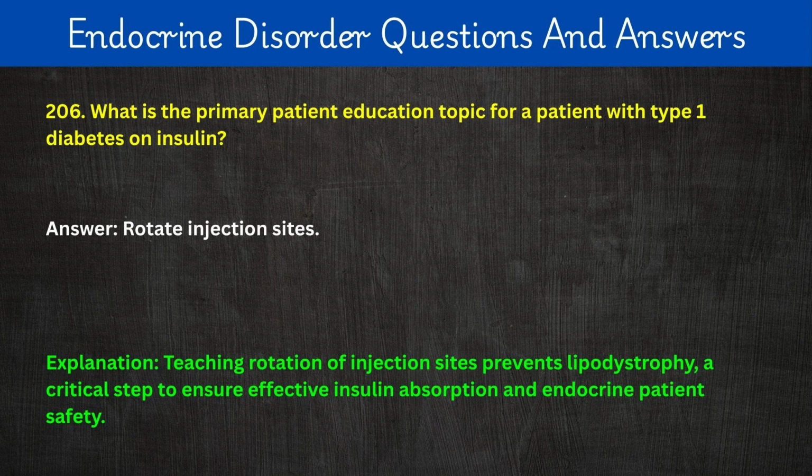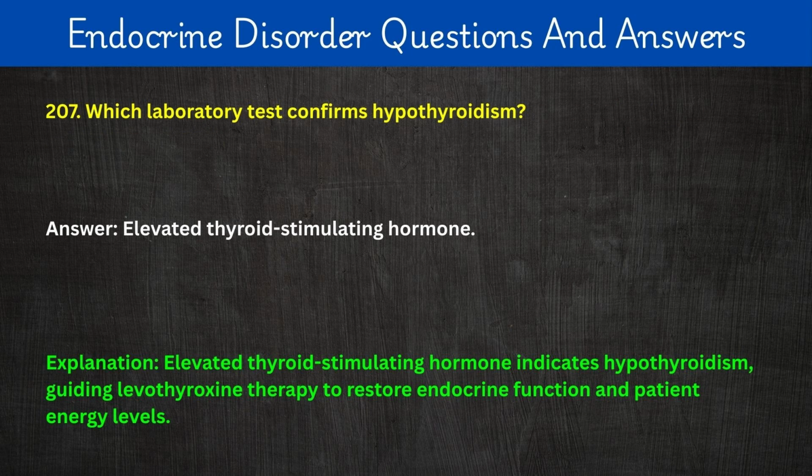206. What is the primary patient education topic for a patient with type 1 diabetes on insulin? Answer: rotate injection sites. Explanation: teaching rotation of injection sites prevents lipodystrophy, a critical step to ensure effective insulin absorption and endocrine patient safety.